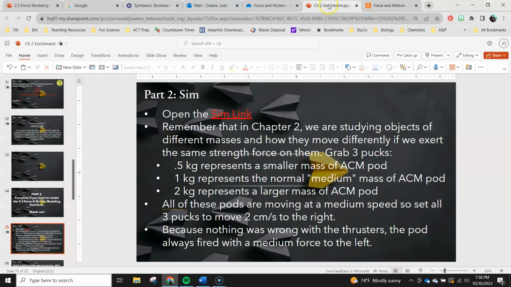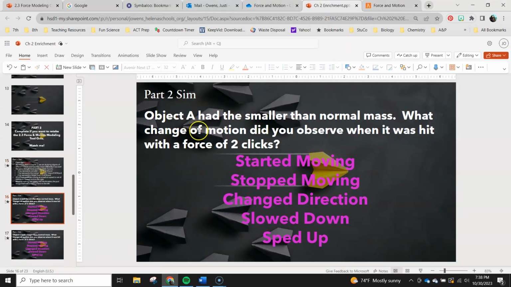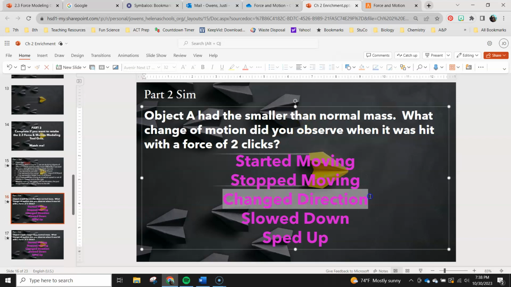Okay, so if we look at this, you have a couple questions to answer on this. Object A had the smaller than normal mass. What change in motion did you observe when it was hit with a force of 2 clicks? On this one, you should have put change direction.